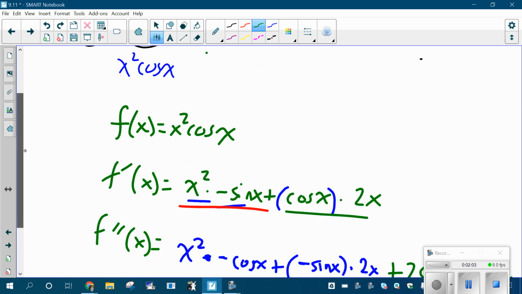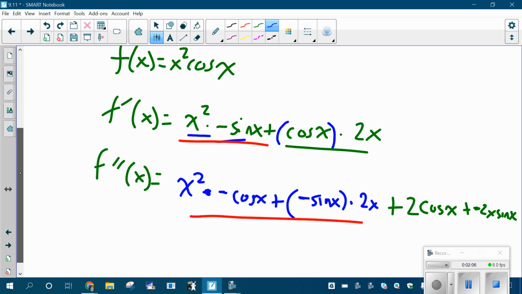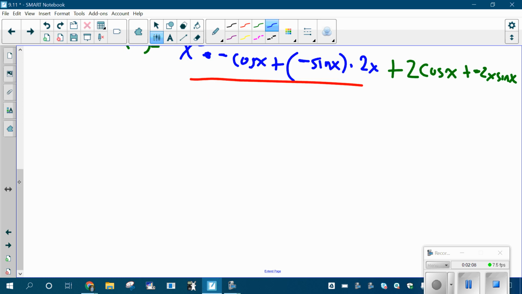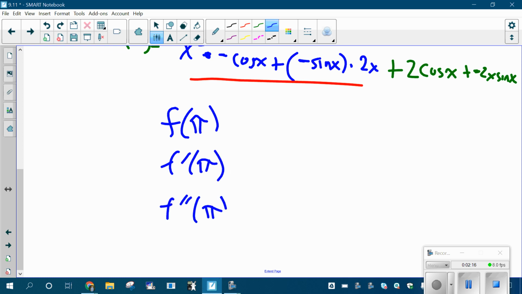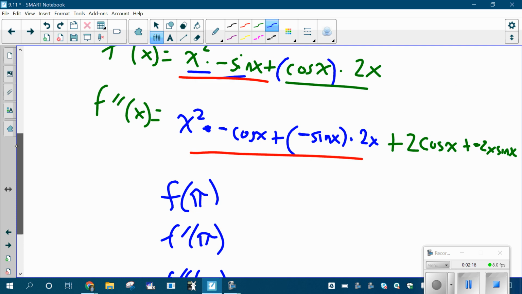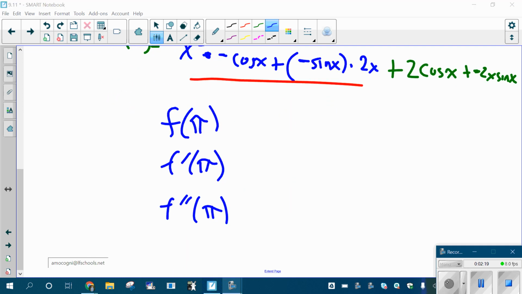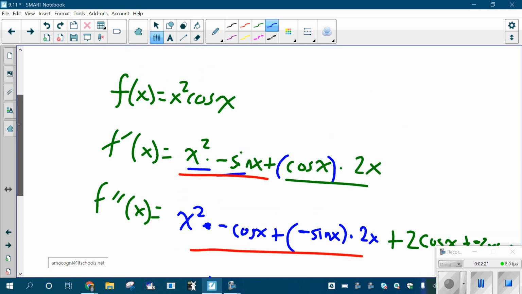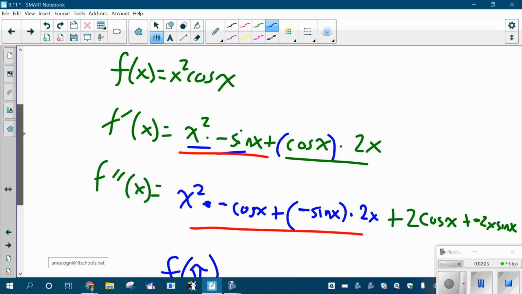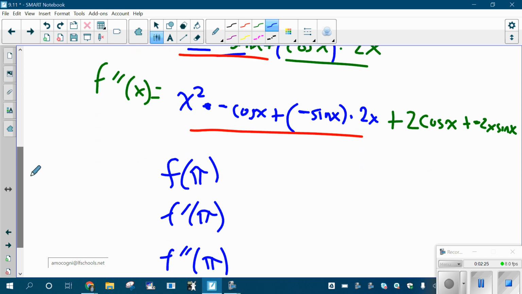Now I'm going to plug in pi. I usually put this in a little bit more of a chart like Mrs. Lemke says to do. Always do what Mrs. Lemke says. But I'm going to figure out these three values now just by plugging in. You should be able to do this without a calculator. So f of pi is pi squared times cosine of pi. Cosine of pi is negative 1, so it's negative pi squared.